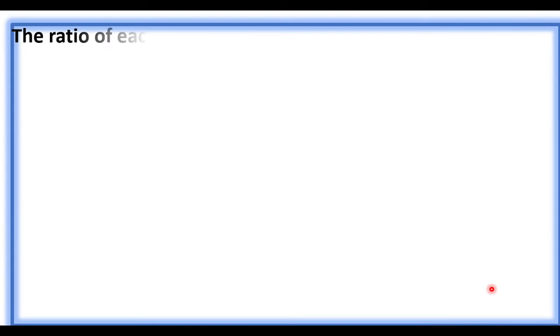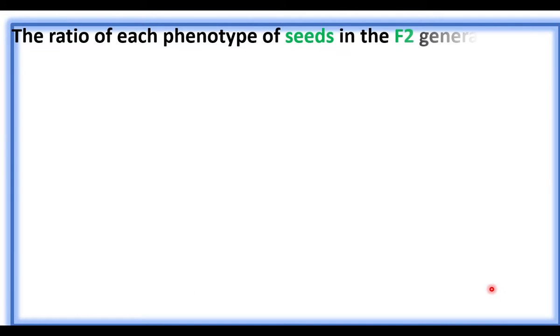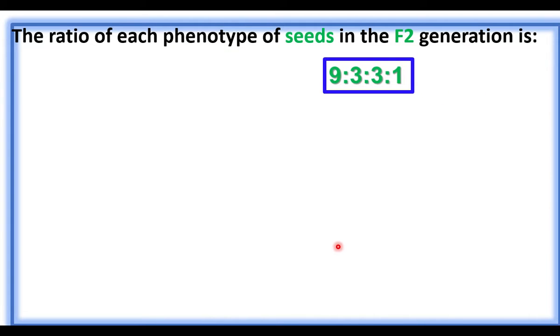The ratio of each phenotype of seed in the F2 generation is, what is the meaning? The phenotype means characters. Ratio of 4 different characters in the F2 generation is 9:3:3:1. This ratio is called as Dihybrid Ratio. Mendel's Dihybrid Ratio is 9:3:3:1. Based on this experiment, he came to some conclusions.